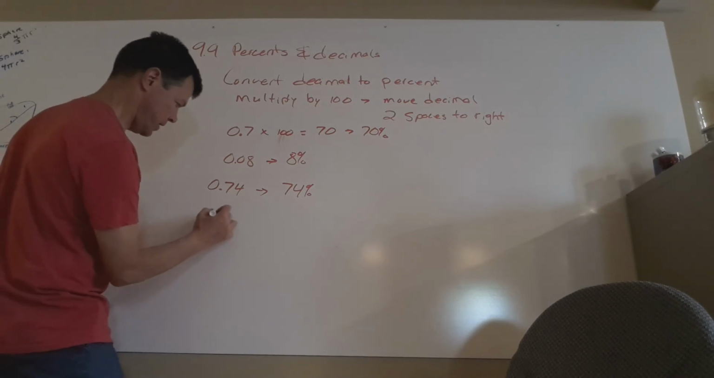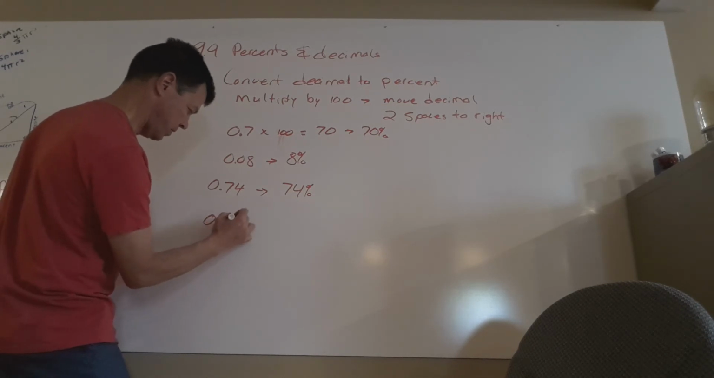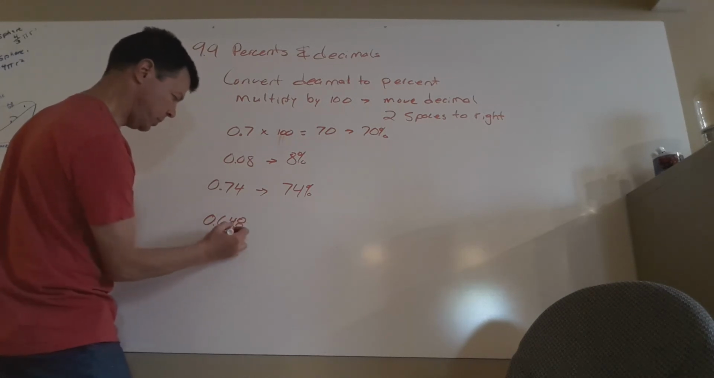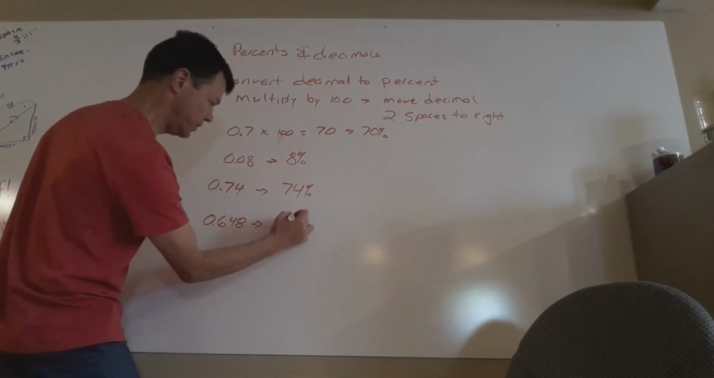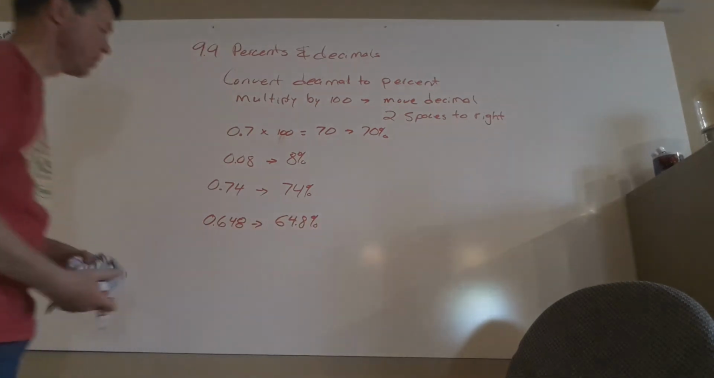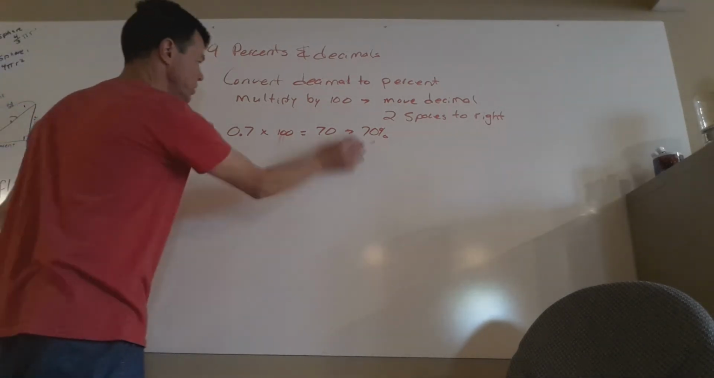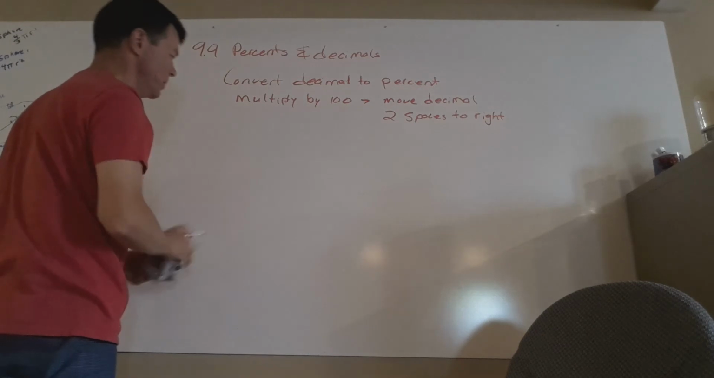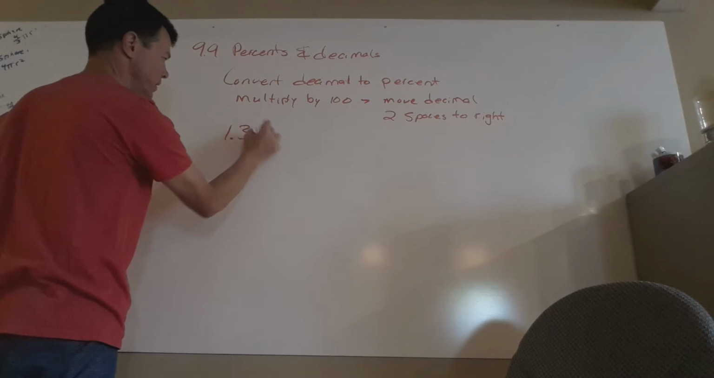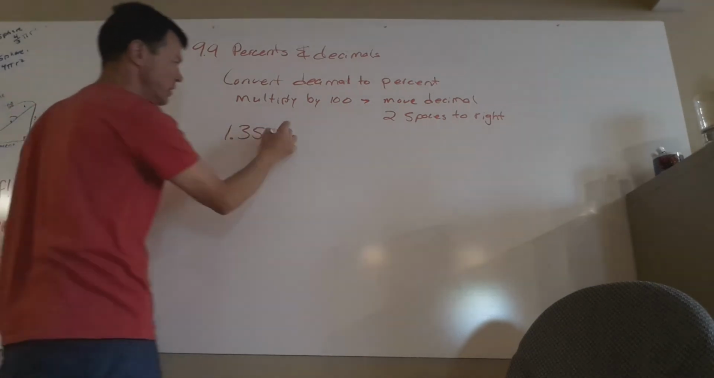Then if we had 0.648, move it 2 spaces to the right, you have 64.8%. Follow these rules and you will have no problem. I'm going to do one more here. 1.35 as your decimal. So again, move it 2 spaces to the right.